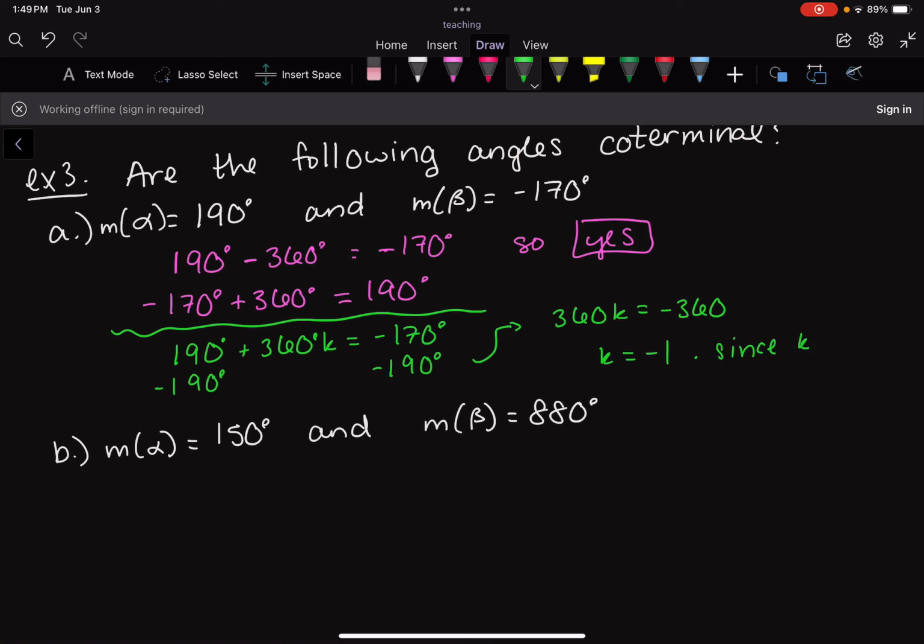Since k is an integer, we would say yes. Now, if k was not an integer, so for instance, if it was like a decimal or something, or like an ugly fraction, then we would say no, it's not coterminal.